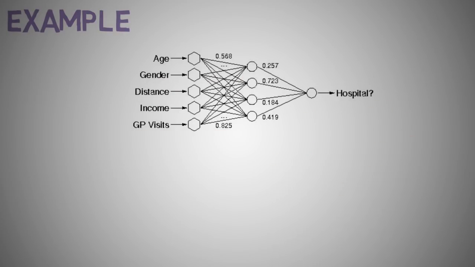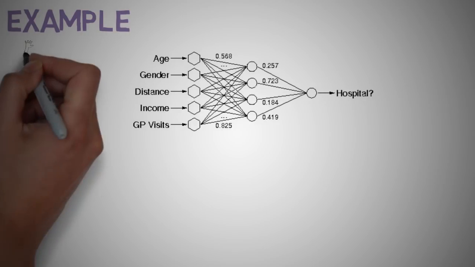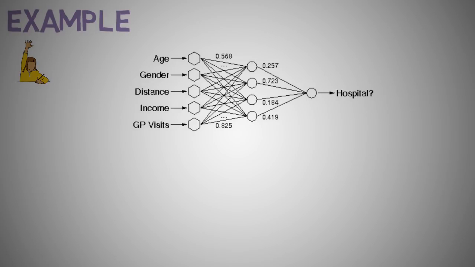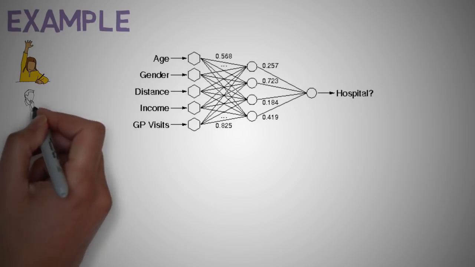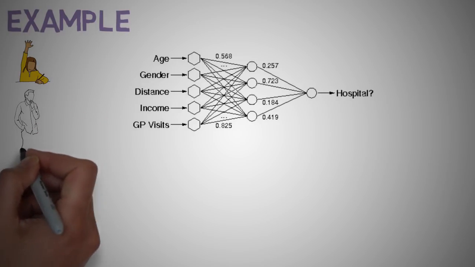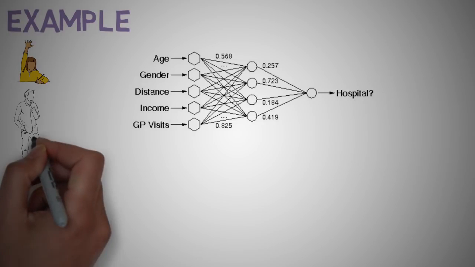So how does a neural network work? Let's take a look at an example to get an idea of how neural networks work in action. So say we already trained a neural network, meaning our weights are optimized for this application. We have our input layer, which is a set of features such as age, gender, distance to the hospital, income, and GP visits. Our output, which is our dependent variable, is the probability that the person will be hospitalized.